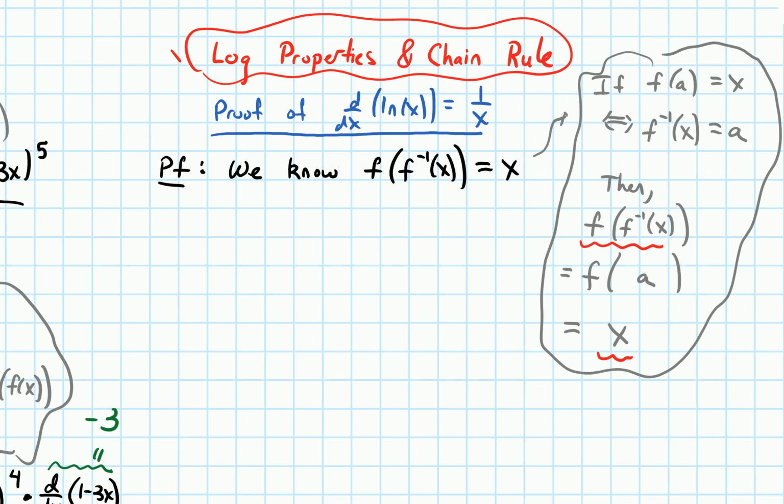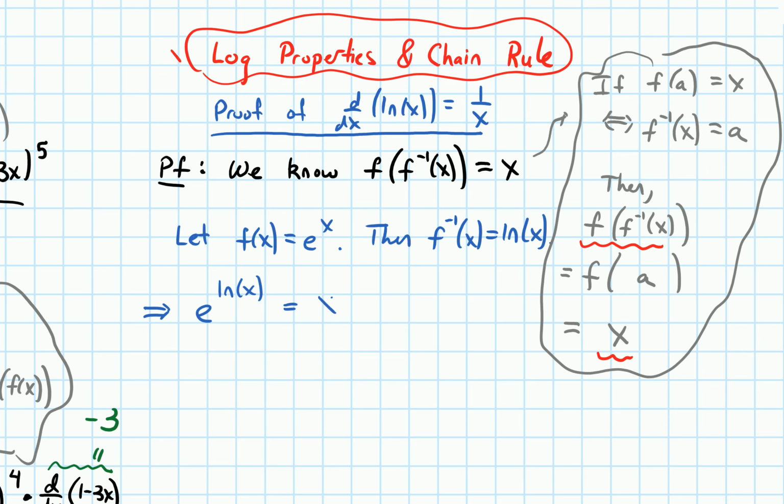All right, so I'm going to apply this by letting my function f of x be e to the x. And in that case, the inverse of e to the x is ln of x, the natural log of x. So if I plug in f inverse of x into f of x, where the x is, we will get e to the, and now I plug in ln of x for the x, e to the ln of x. And this is supposed to be equal to just x. That's what I have on the right-hand side. Okay, so e to the ln of x is equal to x.